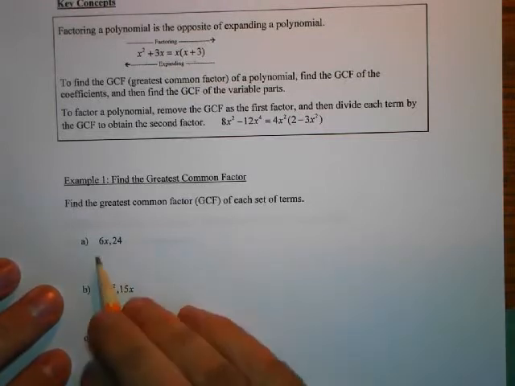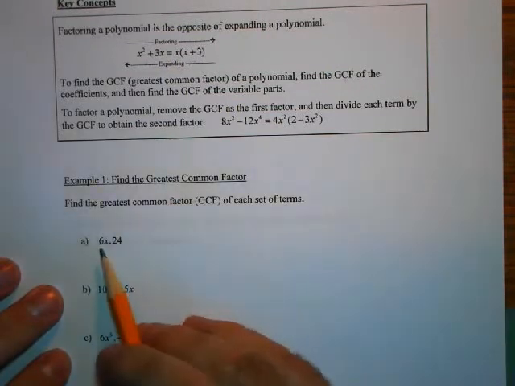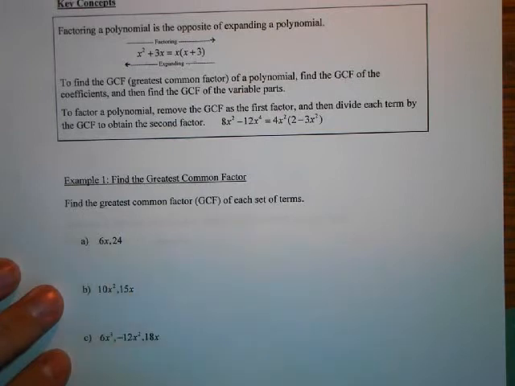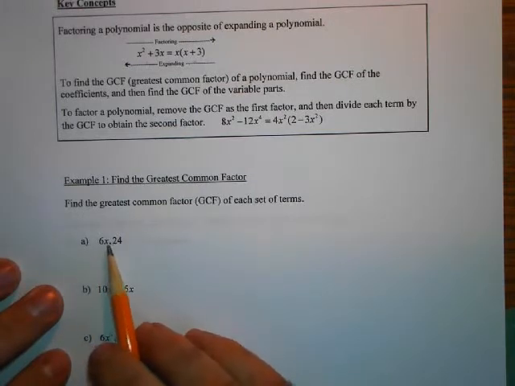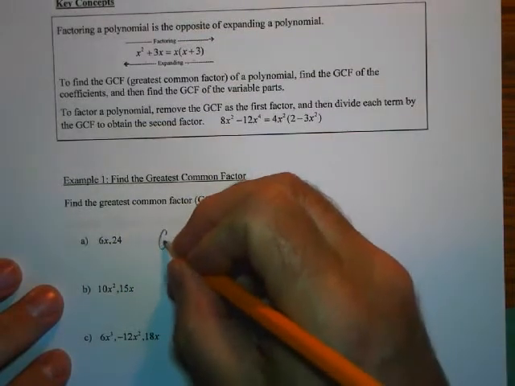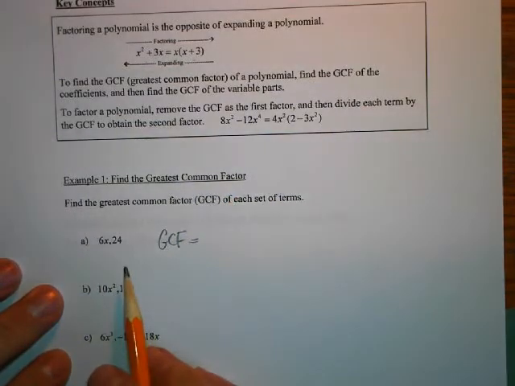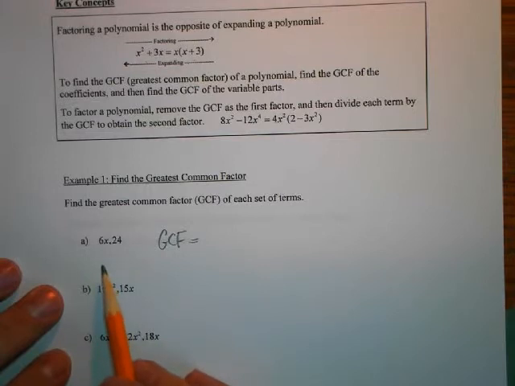When I have these 2 terms, the comma is just separating the 2 terms. So I have a 6x and a 24. What's the biggest common factor between these two terms? That's the GCF. So the GCF equals. Now, I want you to break this apart into 2 steps. The first step is just look at the number parts. So I have a 6 and a 24. What's the biggest number that I could divide evenly into both of those?